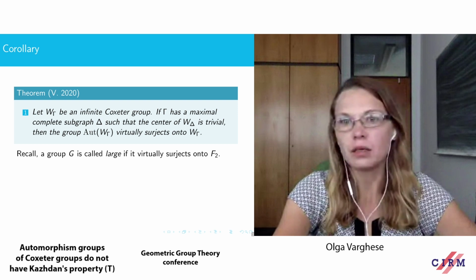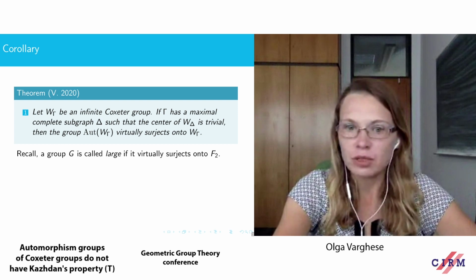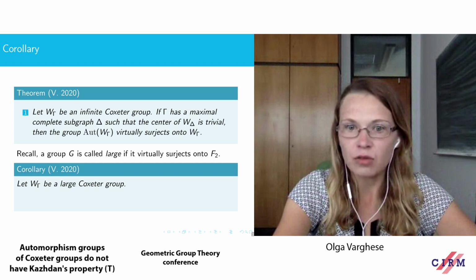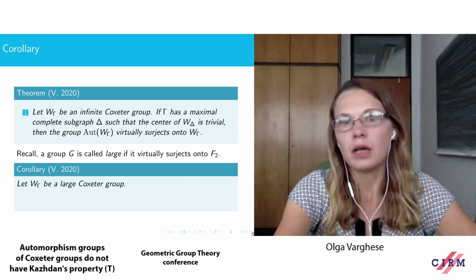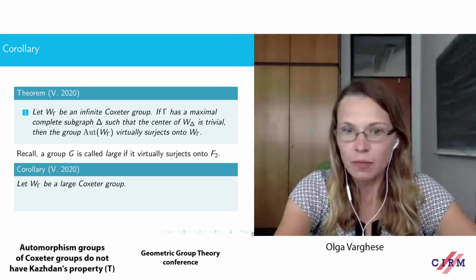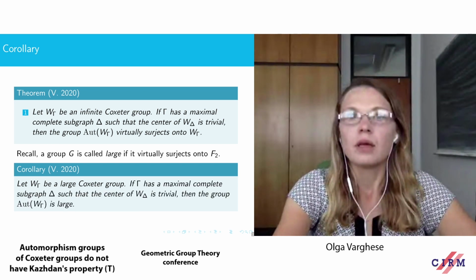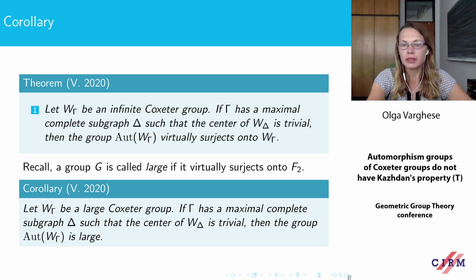So we obtain the following result concerning largeness of automorphism groups. So let W gamma be a large Coxeter group. If gamma has a maximum complete subgraph delta such that the center of W delta is trivial, then the group Out W gamma is large. Really nice result. So what's next?